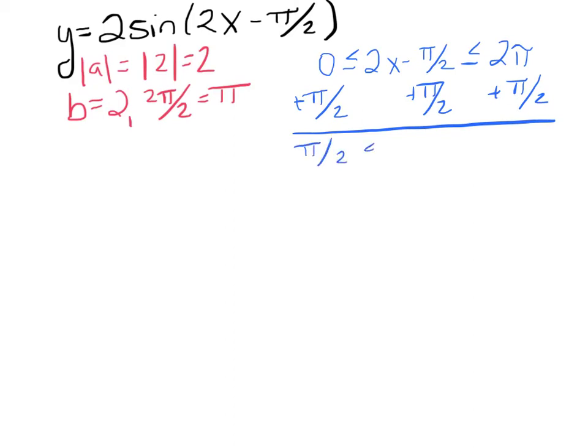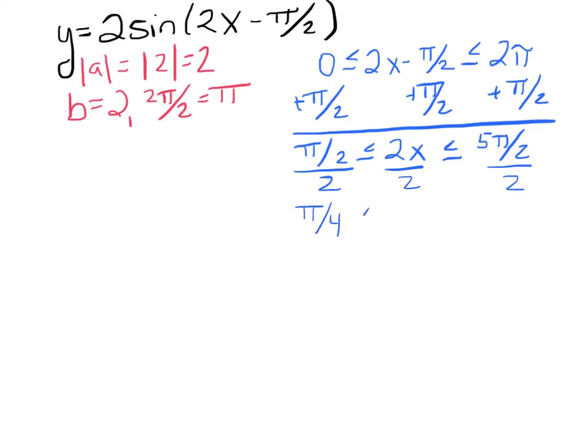And we get something similar to what we got on the last slide, except we still have this 2 over here. So we're going to divide everything by 2. And we end up with pi over 4 and 5 pi over 4. So notice if the frequency is not 1, that changes the amount that we're shifting to the left or to the right. So you can't go strictly by this number. You want to set up this inequality each time.